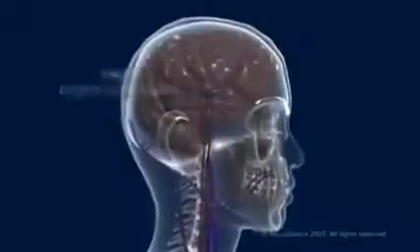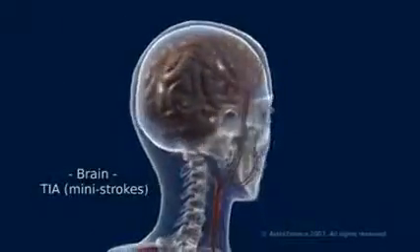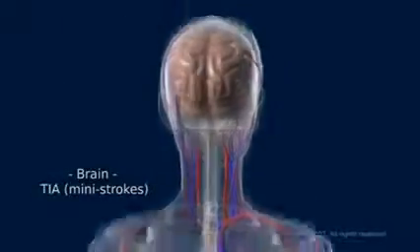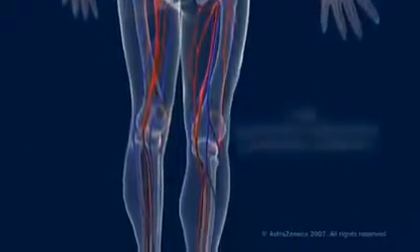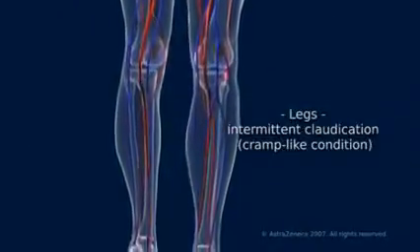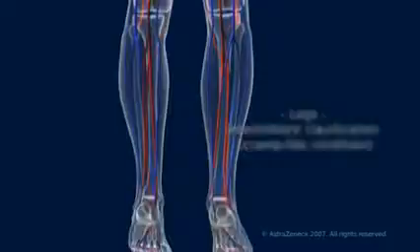In the heart, it can manifest as chest pains, angina. In the brain, as a type of mini-stroke called transient ischemic attacks. And to the legs as a cramp-like condition called intermittent claudication, which can result in amputation of the limb.